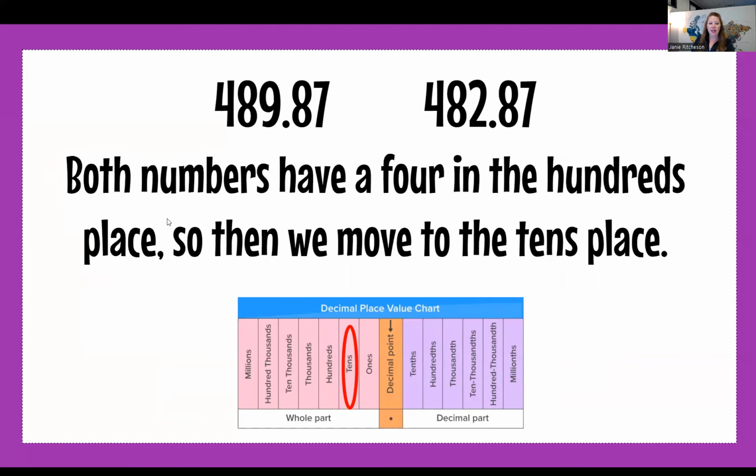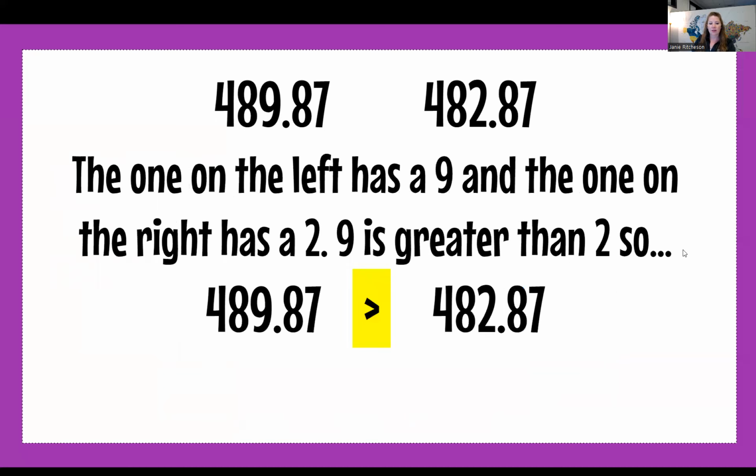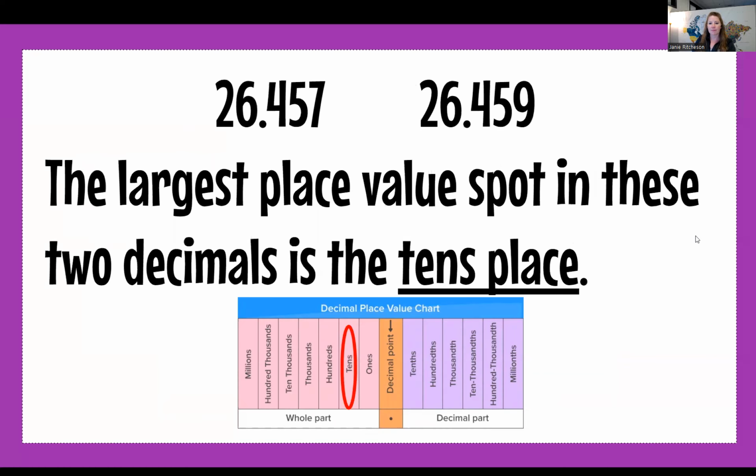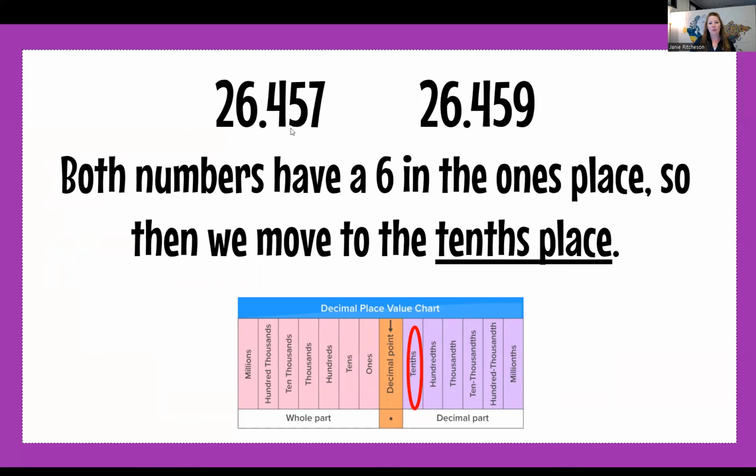Both numbers have a 4 in the hundreds place, so we move to the tens place. Right? And so you go one place value at a time. So let's look at this number. We have 2s in the tens place. So next we compare the ones place. Yep, there's 6s in the ones place. So next we go to the tenths place. Both of them have a 4 in the tenths place.